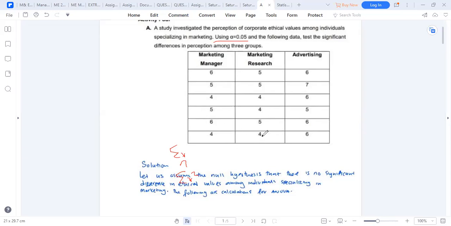So when you do this, the first total is 30, then 27, 36. The total of totals here is what? 93.